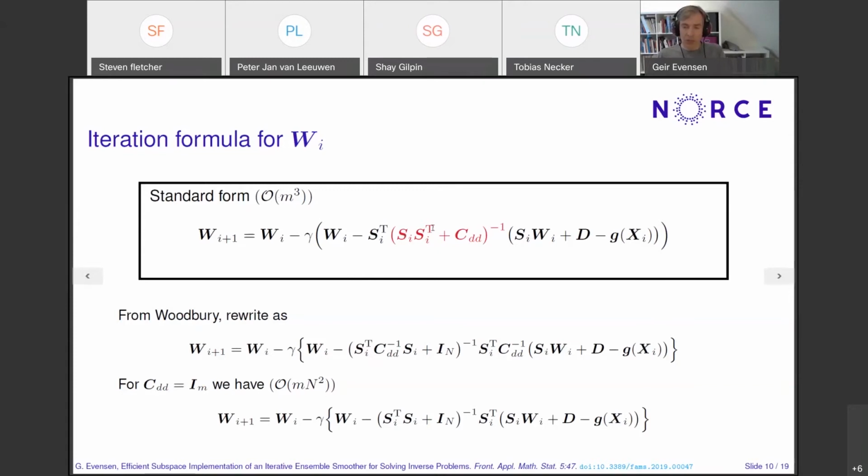And typically to solve this, what people do is to use Woodbury. So you rewrite it like this, and then you assume that the error covariance matrix for the measurements is a diagonal matrix. This simplifies a lot because this becomes an inner product now. So we have a matrix here, which is the dimension of the ensemble size. If you have 100 realizations, this is a 100 by 100 matrix, so it's easy to solve. So this is the main motivation for using a diagonal error covariance matrix in most of these schemes.